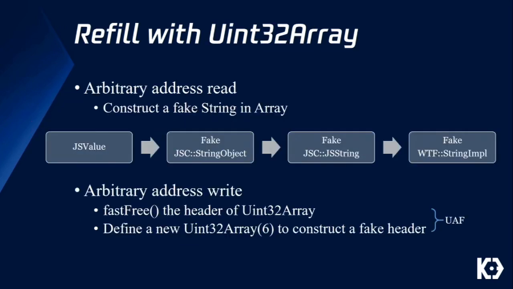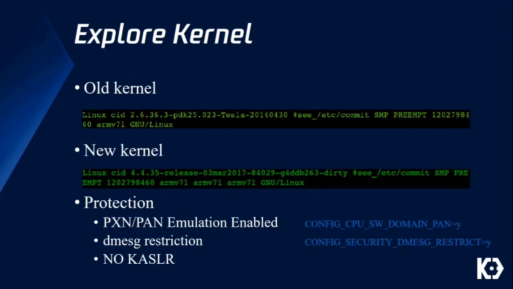Next, think about such a situation. The buffer of a Uint32Array overlaps with the ArrayStorage structure. Then we made a fake string in a JavaScript array by constructing a series of fake structures, including the string object, JSString, and StringImpl. The length in StringImpl is big enough, so we can read the whole memory through this fake string. After all of this, arbitrary address write is not hard, so we just write the shellcode into the JIT memory. Now we get a shell on CID.